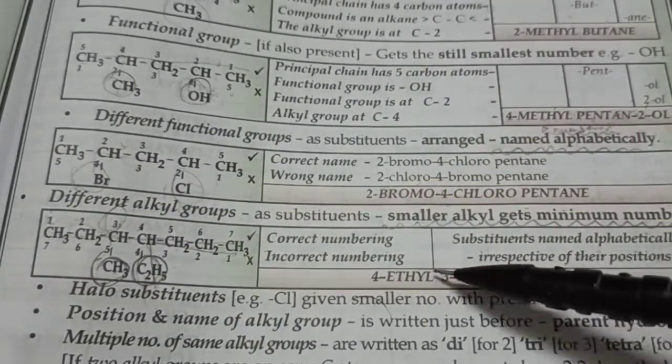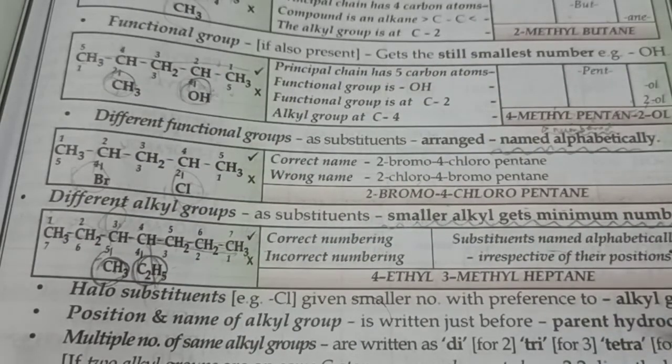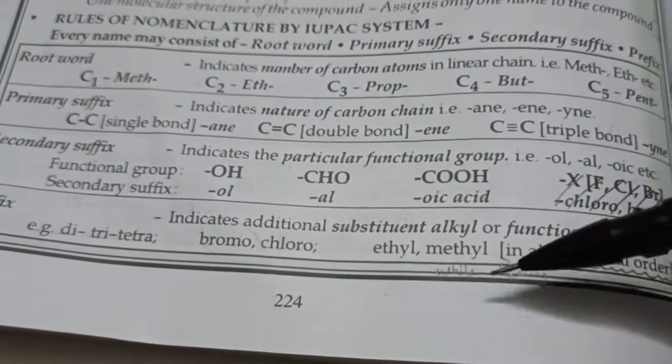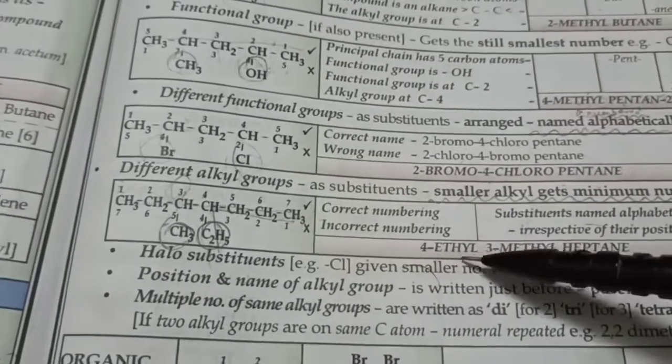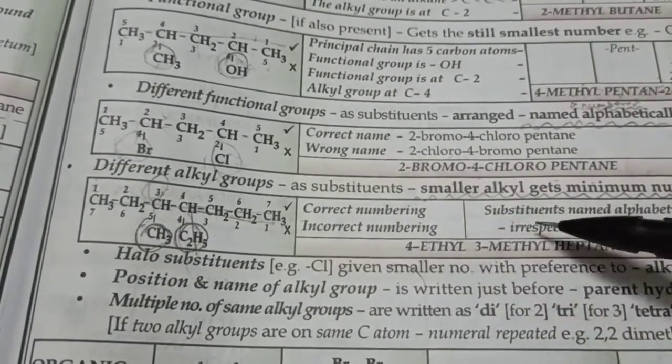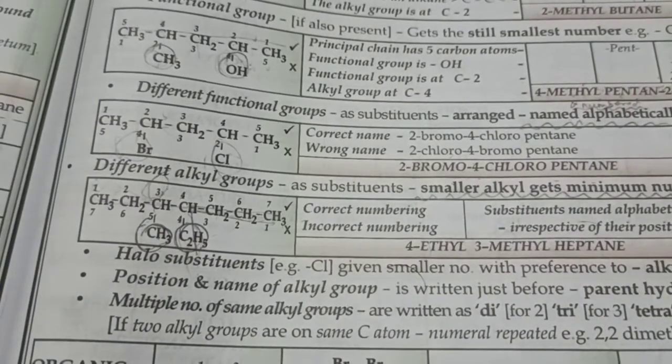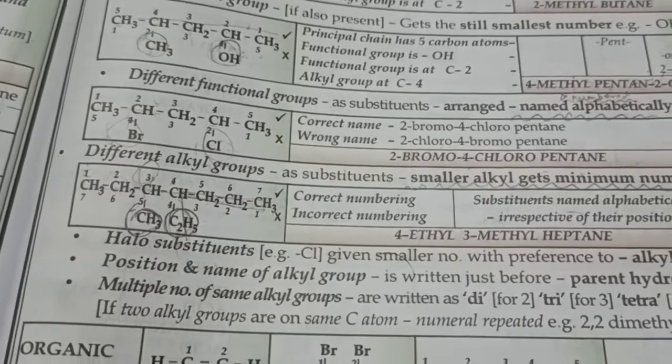But while writing it, it is alphabetically. That's why I wrote here. While naming, alphabetical order. So ethyl will come first, E comes first, M comes second. That's it. These are the rules. You have to use only these many rules. Yes, it's something new for you, but the more you practice, the more you'll get the hang of it.